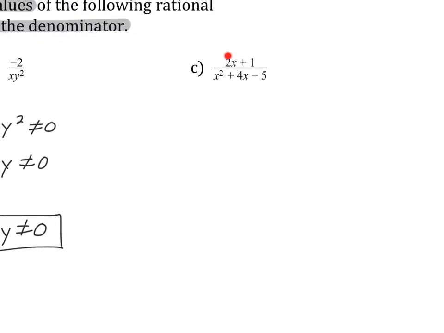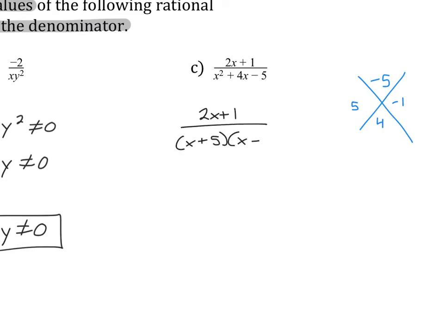All right, so now let's look at part C. We have 2x plus 1 over x squared plus 4x minus 5. Again, we're trying to find times when our denominator would be equal to 0. To do that, we actually need to factor the denominator. This is going to be a really common first step we take when we're simplifying as well. So let's factor the denominator really quick. It multiplies to make negative 5 and adds to make 4, so it's 5 and negative 1. So we have 2x plus 1 over x plus 5 times x minus 1.